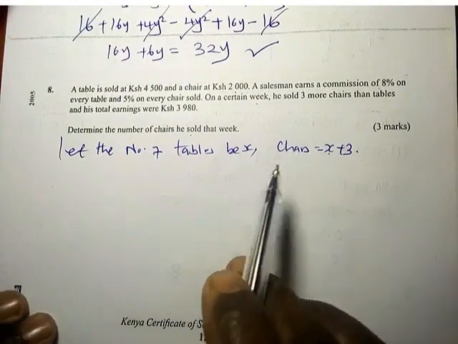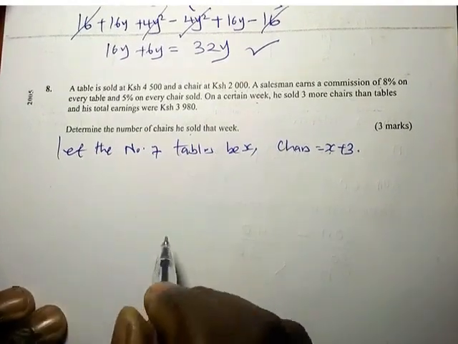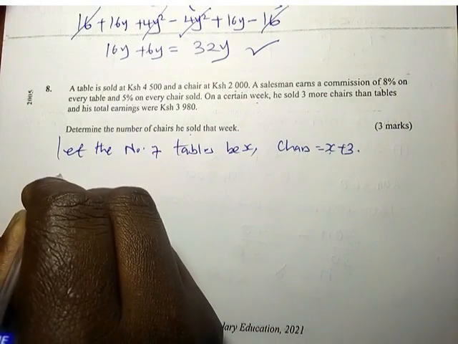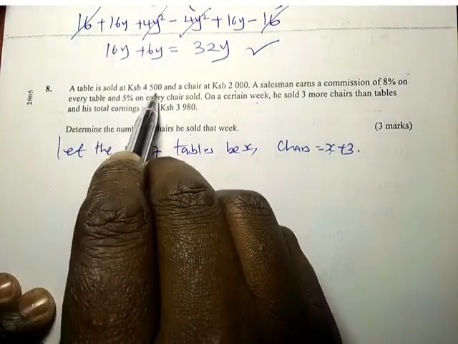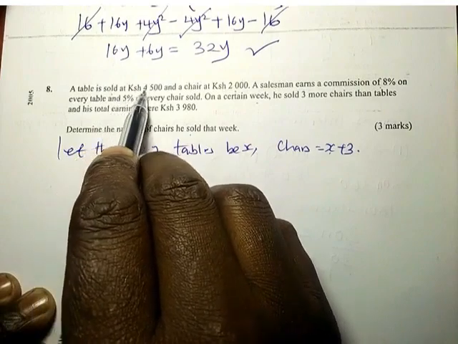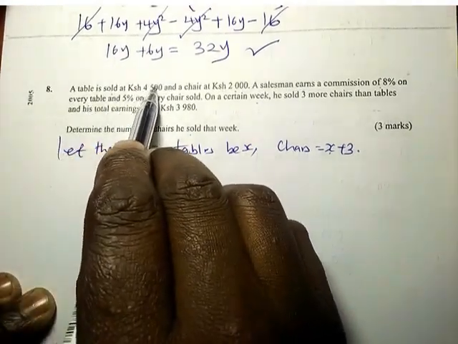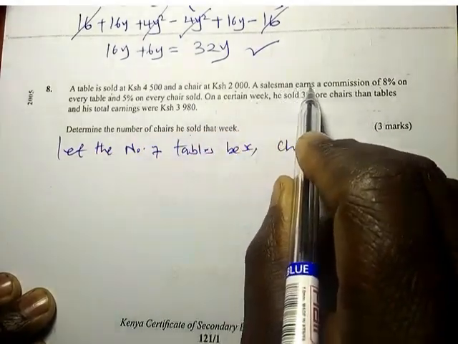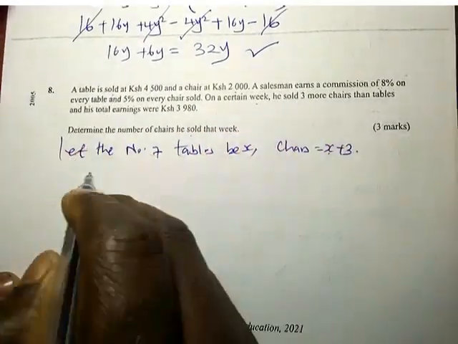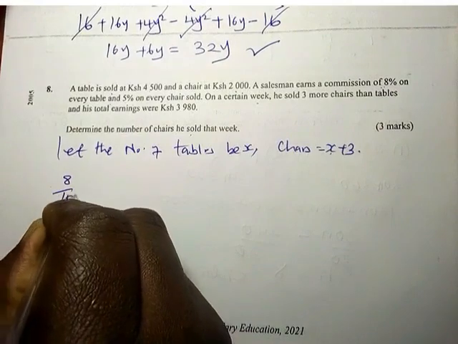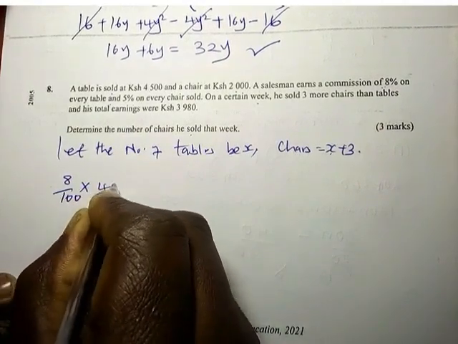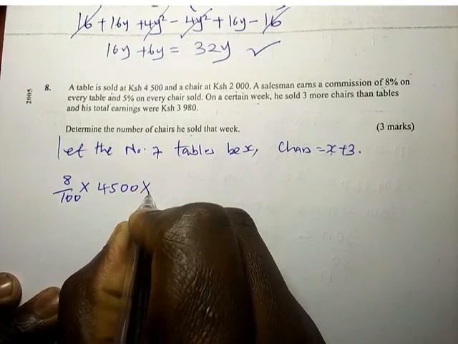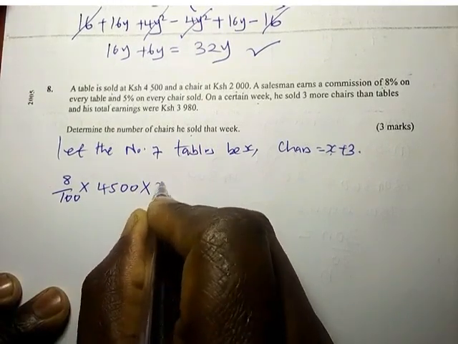Very good. So we know how to calculate the commission. We start with the commission for a table. The commission for a table is 8 on every table. So 8 over 100, that is the commission, times the price, times the number of tables, which were x.